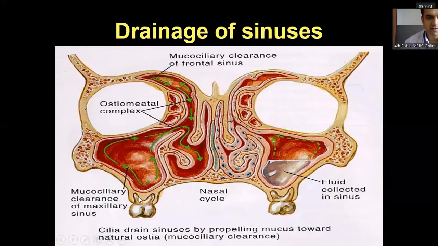Now look here. This is how the mucociliary clearance occurs. But because there is a blockage here due to edema or various other factors, there is stasis of the secretion. So the fluid is collected in the sinus, and the mucosa is thickened. And in the normal part, it is being cleared like this. So the cilia propel the secretions towards the opening.